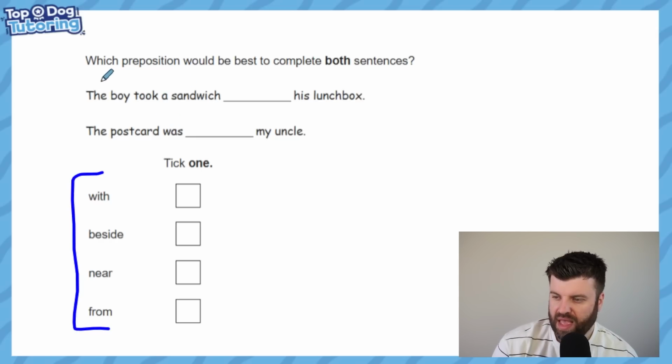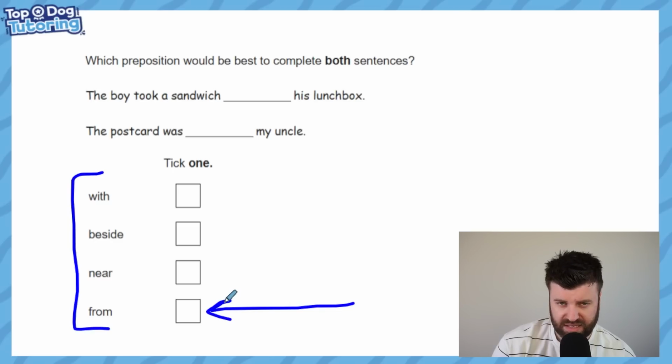Let's read through them all. The boy took a sandwich with his lunchbox. The boy took a sandwich beside his lunchbox. The boy took a sandwich near his lunchbox. The boy took a sandwich from his lunchbox. Now, I would say, reading those out, from is the best fit. I'm going to go to the next sentence and make sure, though.